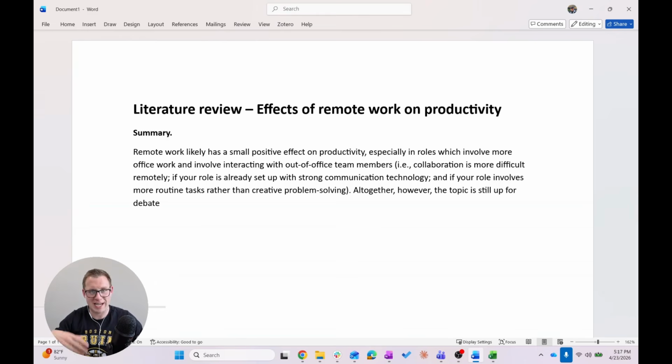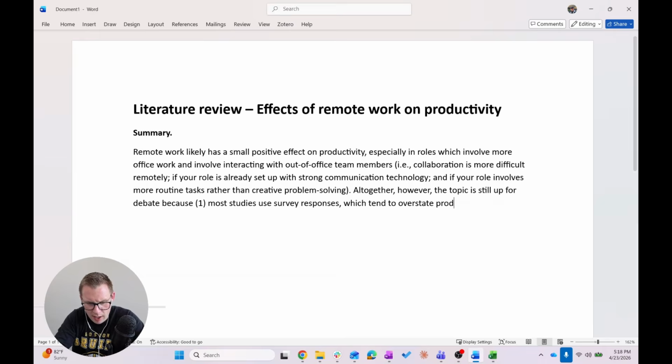If I was writing a publication, I'd sit here and make my writing very eloquent. But right now, I'm going to work on this. The topic is still up for debate because most studies use survey responses, which tend to overstate productivity boosts from work from home.